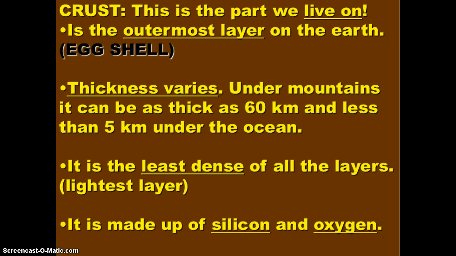The thickness varies. Under mountains, it can be as thick as 60 kilometers and less than 5 kilometers under the ocean. It is the least dense of all the layers. It is the lightest layer. It is made up of silicon and oxygen. Those are 2 elements.